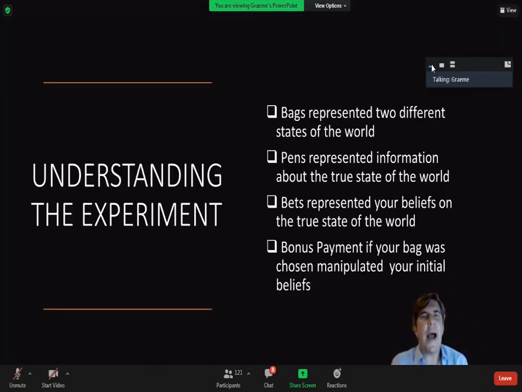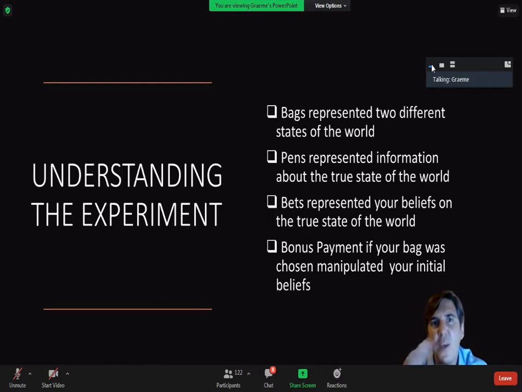So how we can think about each aspect of this experiment is as follows. These bags represent two different states of the world. We can think of them as good and bad, right and wrong, winning and losing. The pens, or the little sticks that I'm pulling out, represent the evidence about the state of the world. As I pulled out more whites, you started thinking that the true state was bag B. As I pulled out more blues, you started thinking the true state was bag A.